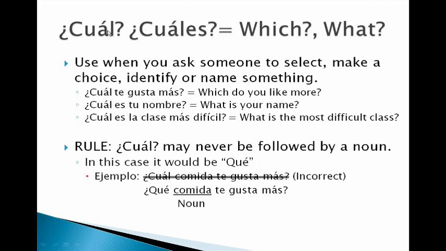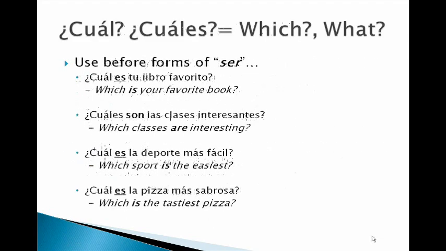Also, there's cuál and cuáles because one's singular, one's plural, and you have to make it agree with the subject. Another way you can tell if you should use cuál or cuáles is that a lot of times this word is used right before a conjugated form of ser, the to be verb, the one that doesn't change very easily. For example, ¿cuál es tu libro favorito? Notice that they used es.